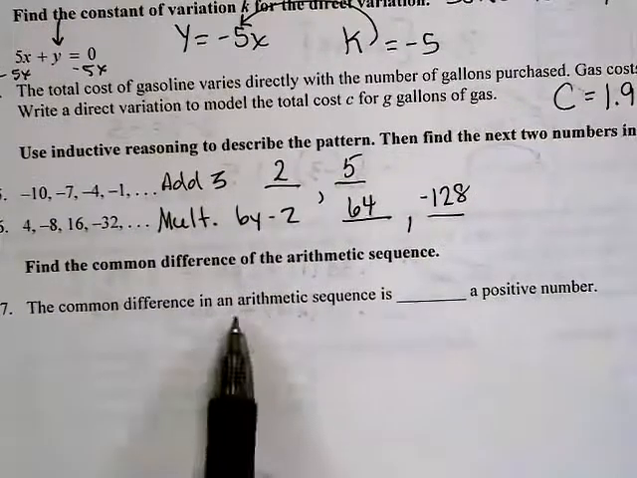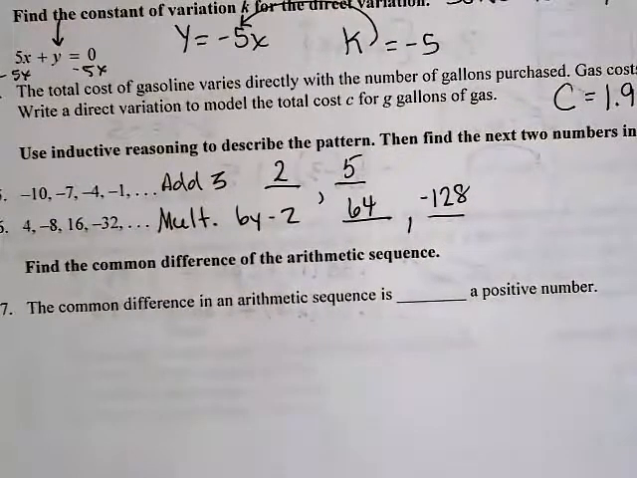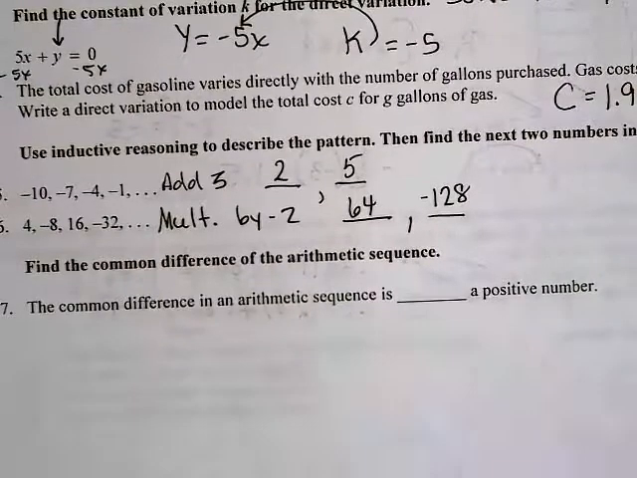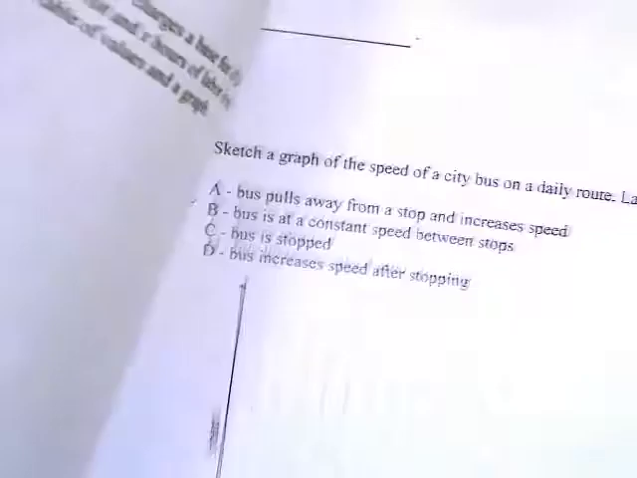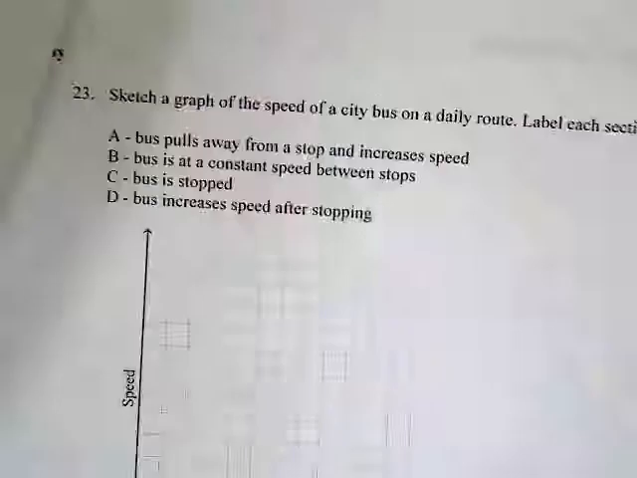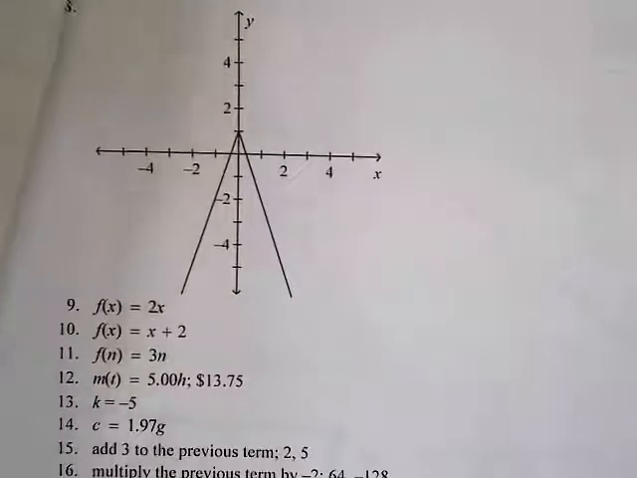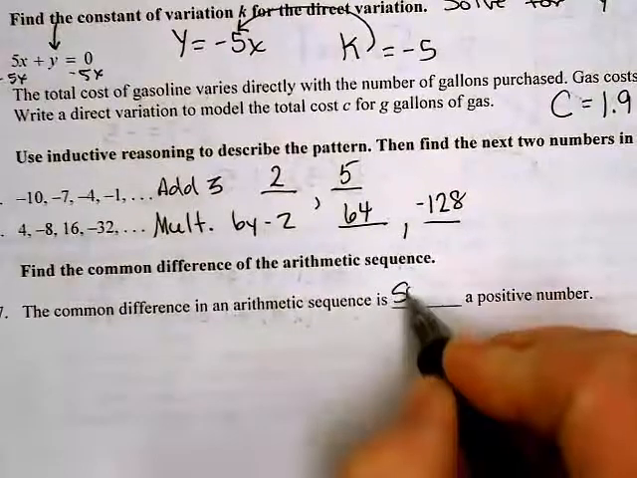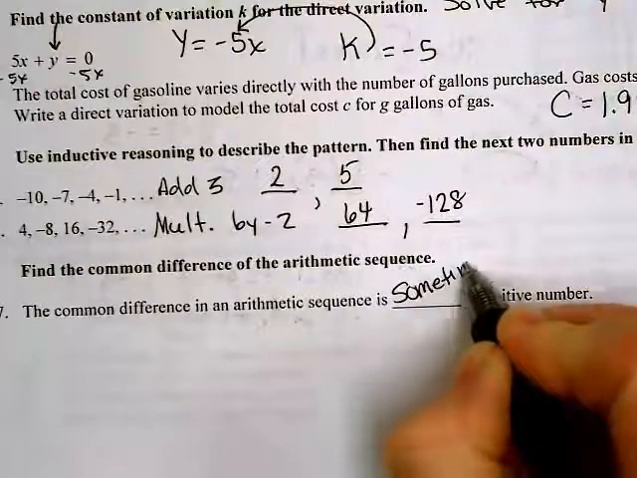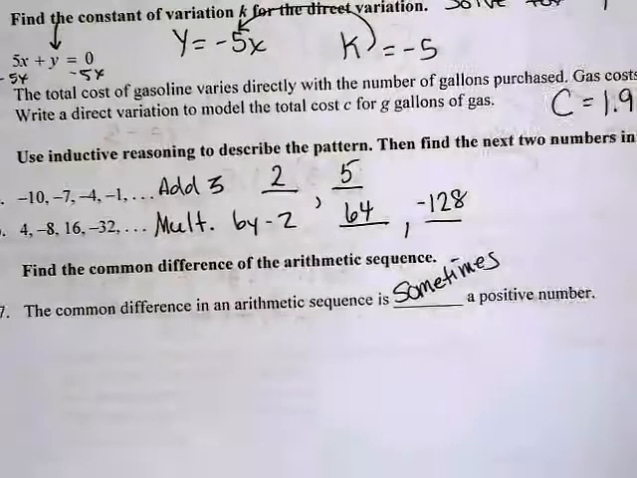Find the common difference. The common difference in an arithmetic sequence is add or subtract. They want you to say always, sometimes, or never. That's what I'm thinking they're asking for here. Hang on a second. What number are we on again? 17. Is the common difference always a positive number? No. Sometimes. Sometimes you're adding, sometimes you're subtracting.